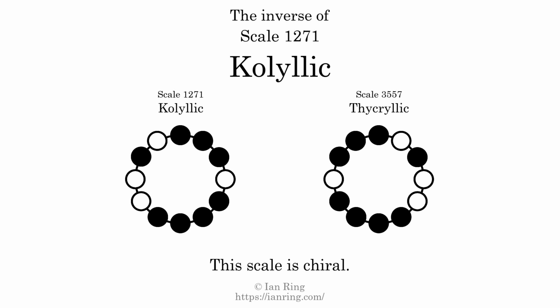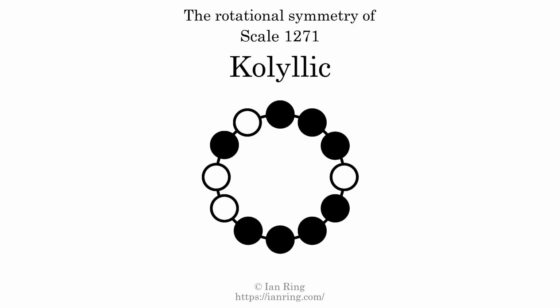The inverse of a scale is a mirror image. It is what you get when the sequence of intervals is reversed. The inverse of this scale is scale 3557, also known as Kolyllic. This scale is chiral. It cannot transform into its inverse by rotational transformation. This scale has no rotational symmetry.